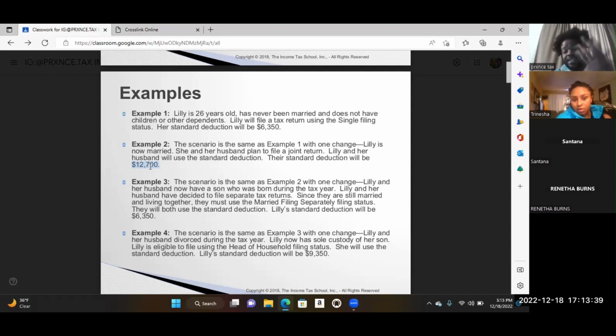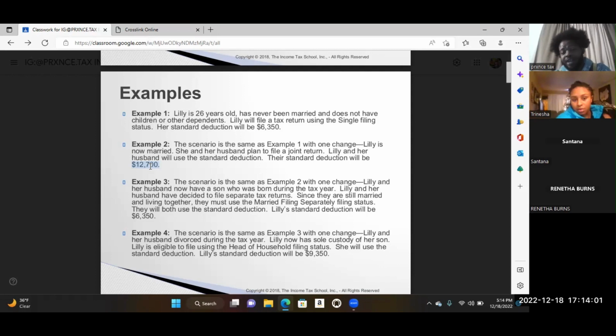All right, so in this situation, the court has actually separated the two. So now one is by herself and the other one is by herself, and the gentleman is by himself. So they're not married at all. This would not be considered married filing separately due to the fact that the court has separated them and they are divorced.